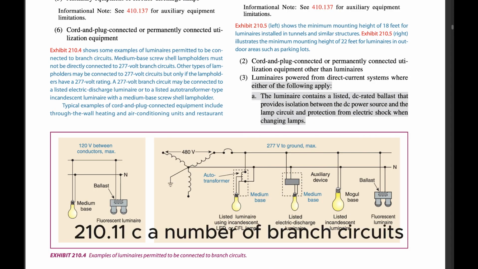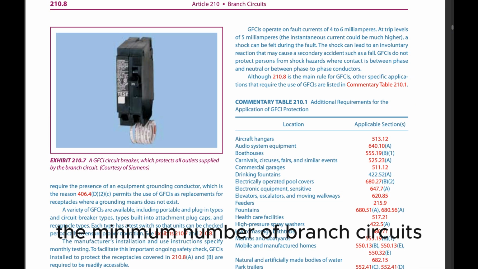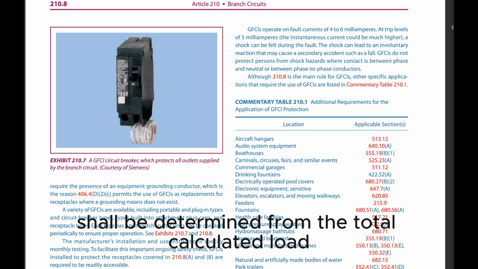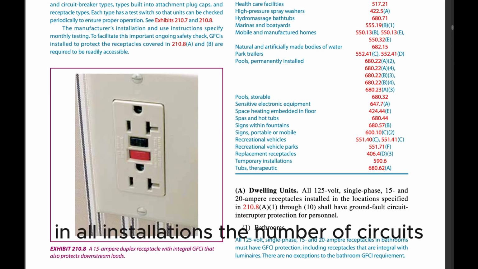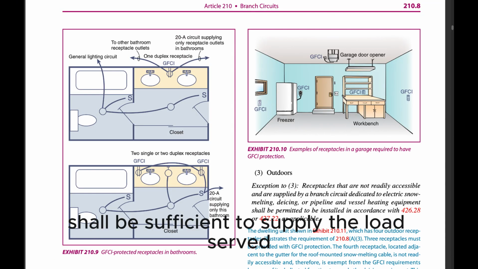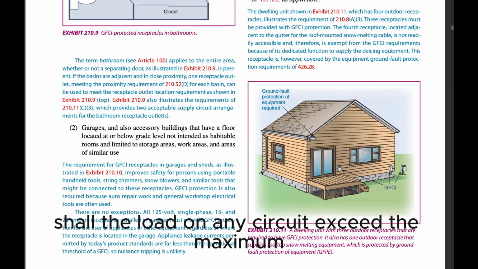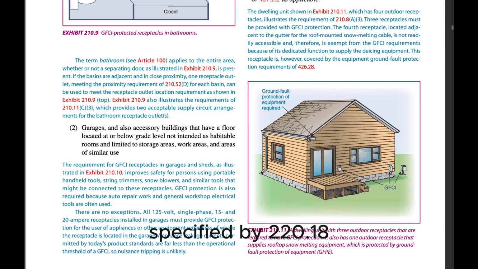210.11(C) Number of branch circuits. The minimum number of branch circuits shall be determined from the total calculated load and the size or rating of the circuits used. In all installations, the number of circuits shall be sufficient to supply the load served. In no case shall the load on any circuit exceed the maximum specified by 220.18.